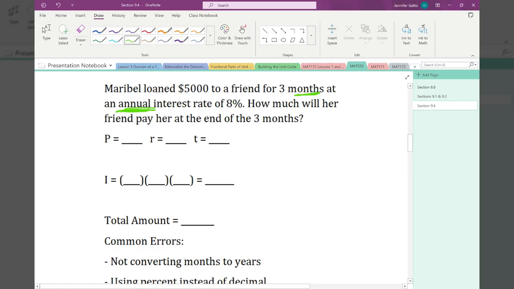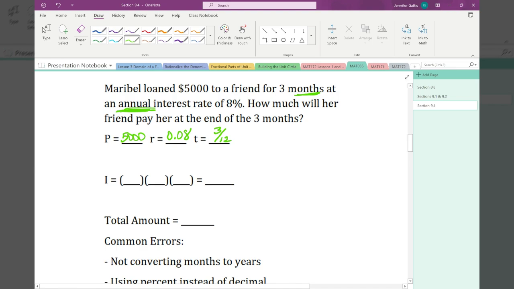So, the principal is the initial amount. So, 5,000. The rate is 8%. And we convert that into a decimal, so we move the decimal place 2 places to the left. Now, time, because that's an annual percentage rate, the time needs to be in terms of years, which means that our time is actually going to be 3 over 12.